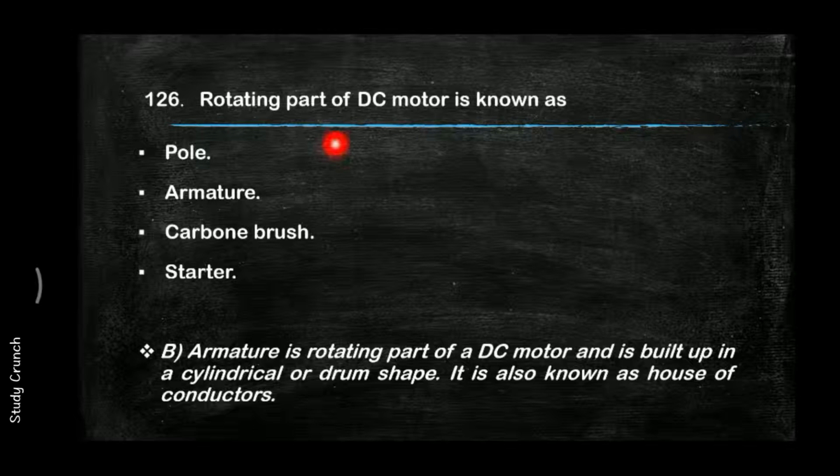Next, rotating part of DC motor is known as, so it is known as armature. So armature is the rotating part of DC motor and it is built up in a cylindrical or drum shape and it is known as house of conductors.